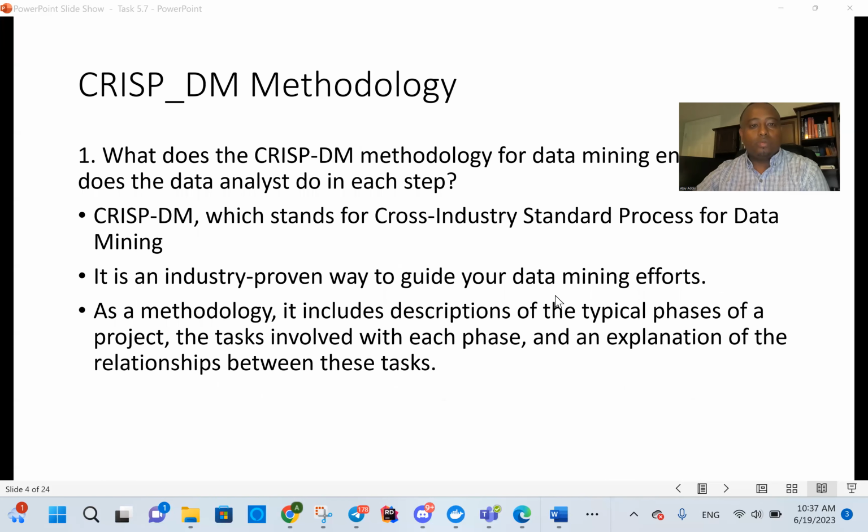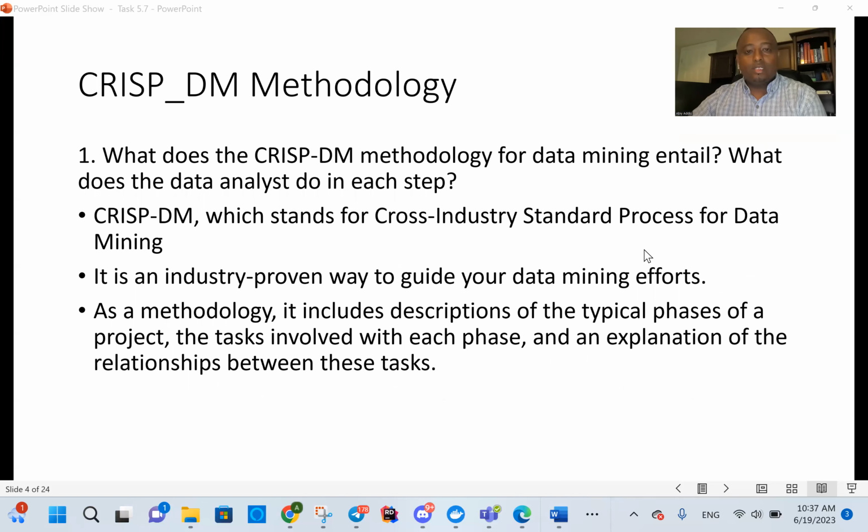The first question will be, what does the CRISP-DM methodology for data mining entail? What does the data analyst do in each step?